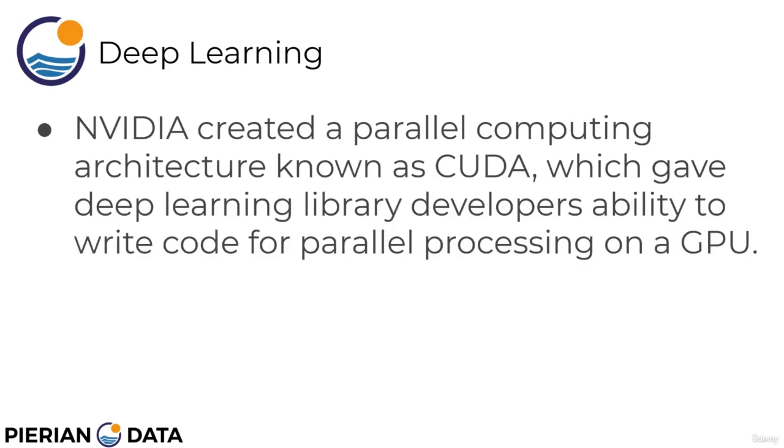Now, NVIDIA, that is the graphical card company, created a parallel computing architecture known as CUDA, which gave deep learning library developers the ability to write code for parallel processing on a GPU. So essentially, we can think of the GPU as having this innate capability of running a lot of processes in parallel. And then NVIDIA created this computing architecture, CUDA, which then allows people who develop libraries such as TensorFlow or PyTorch the ability to actually write these programs to run very efficiently and run in parallel on that GPU.